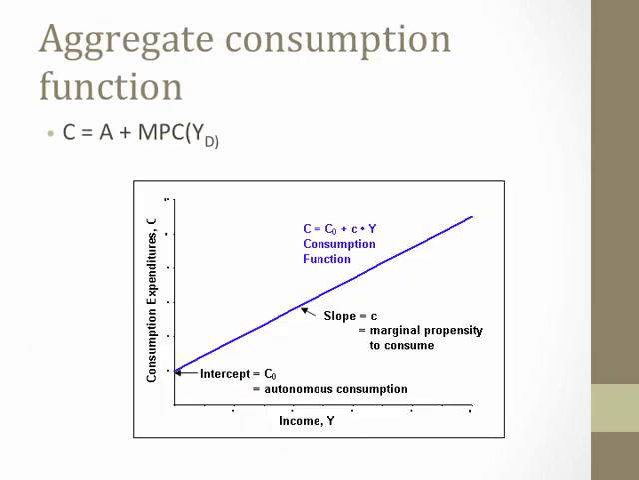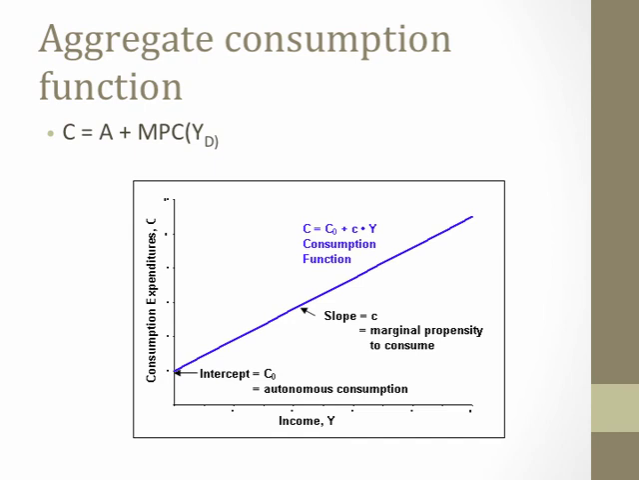And so here you have the macro version, C equals A plus MPC times YD. This is the aggregate consumption function. Remember that word aggregate; we're talking about the economy now as a whole. So you have our consumption function there for you, and this is how you're going to graph it as well. We'll worry about that more on the next slide, but this is what you do.